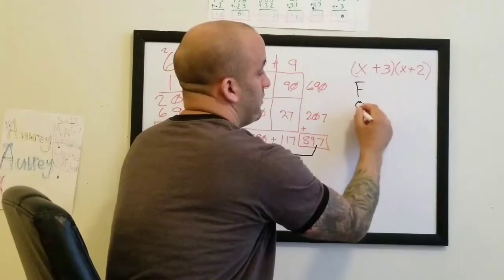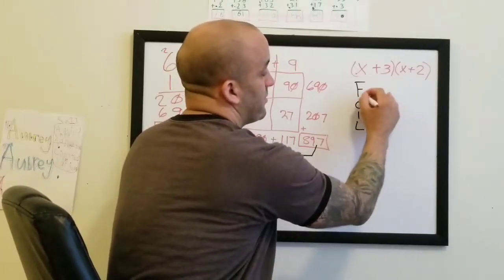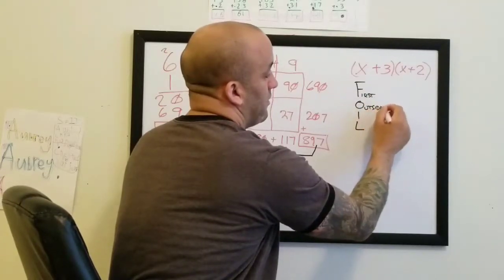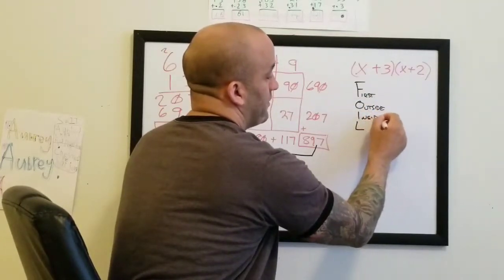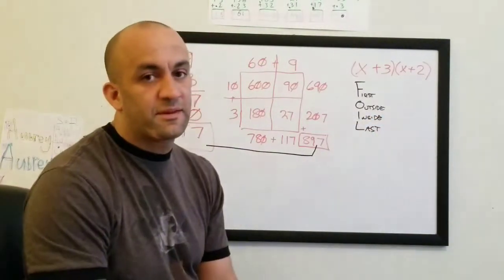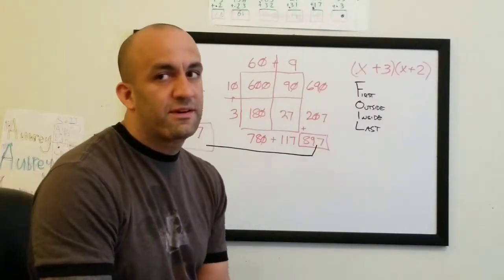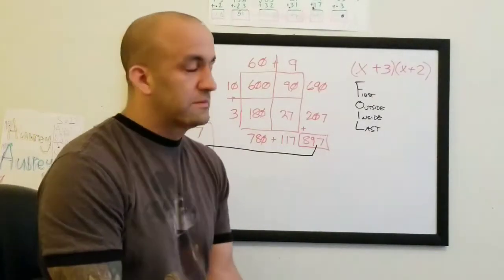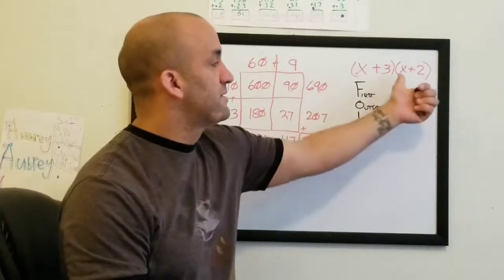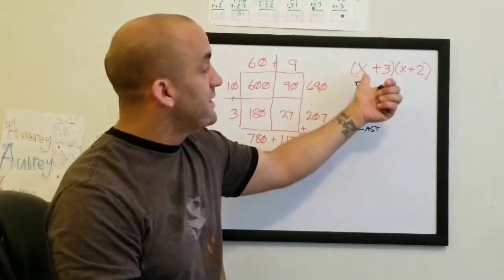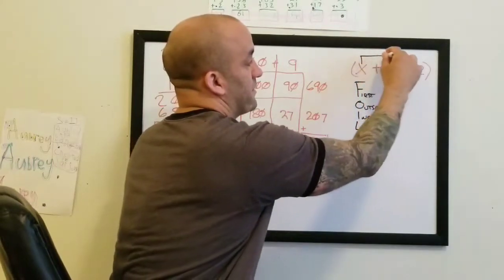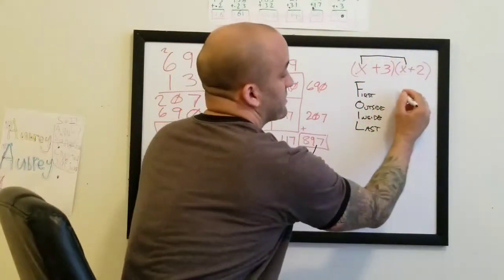FOIL is nothing more than first, outside, inside, last. Some of you are probably looking at me like, what is that? I don't remember 7th grade, 5th grade, whatever mathematics. Okay, so let's take a look at it. To expand this equation, we're going to multiply the first terms. So that's going to be x squared.